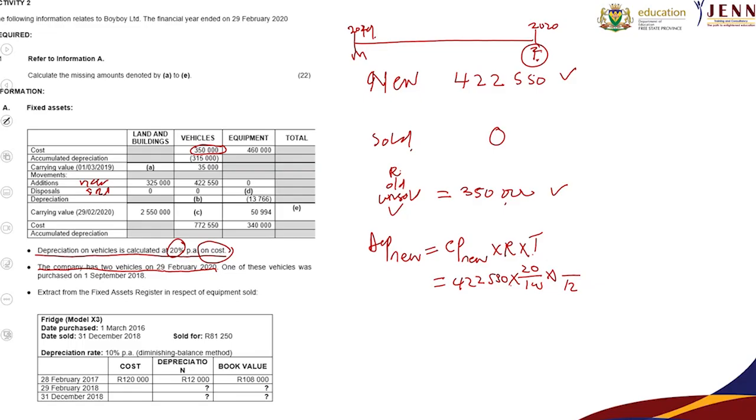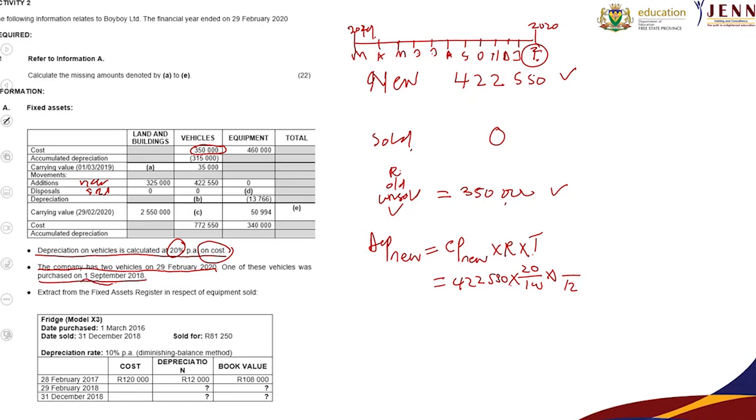Now we move. When did we buy this one? One of these vehicles was purchased on the 1st of September. The new one was purchased on the 1st of September. Now we want the time. March, April, May, June, July, August, September, October, November, December, January. When did we buy this vehicle? On the 1st of September.